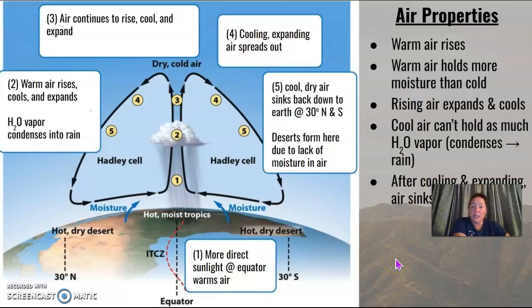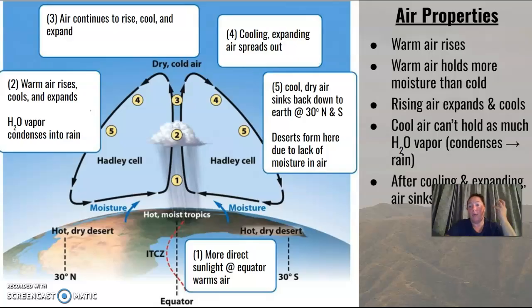So if you take a look here, these are what we call Hadley cells. And what happens is that at the equator, you have direct sunlight happening, which we're going to look at as well. That direct sunlight warms the air. As the air warms, it rises and expands. So just like in your house, think the basement is the coldest and the attic is the hottest. So as the air warms, it rises and expands.